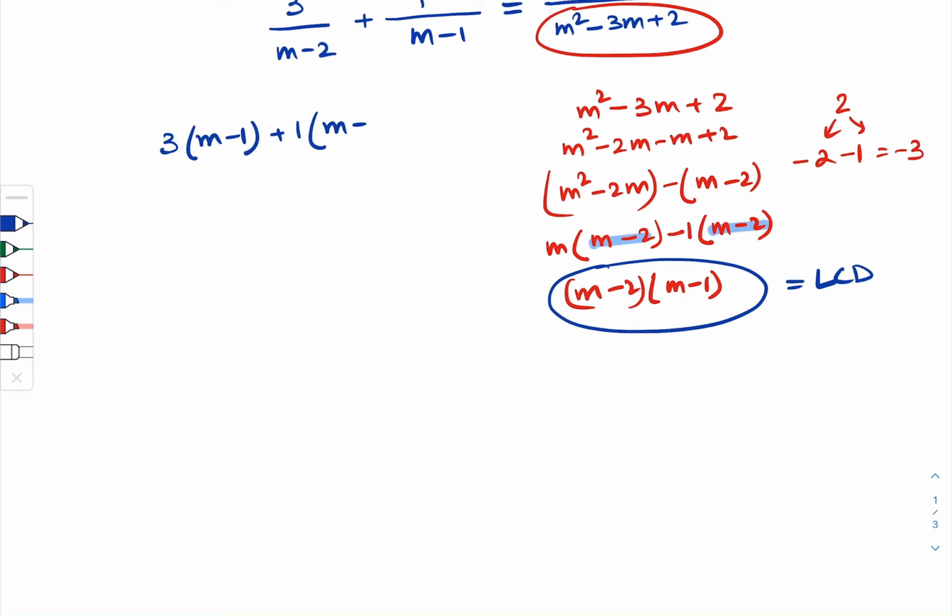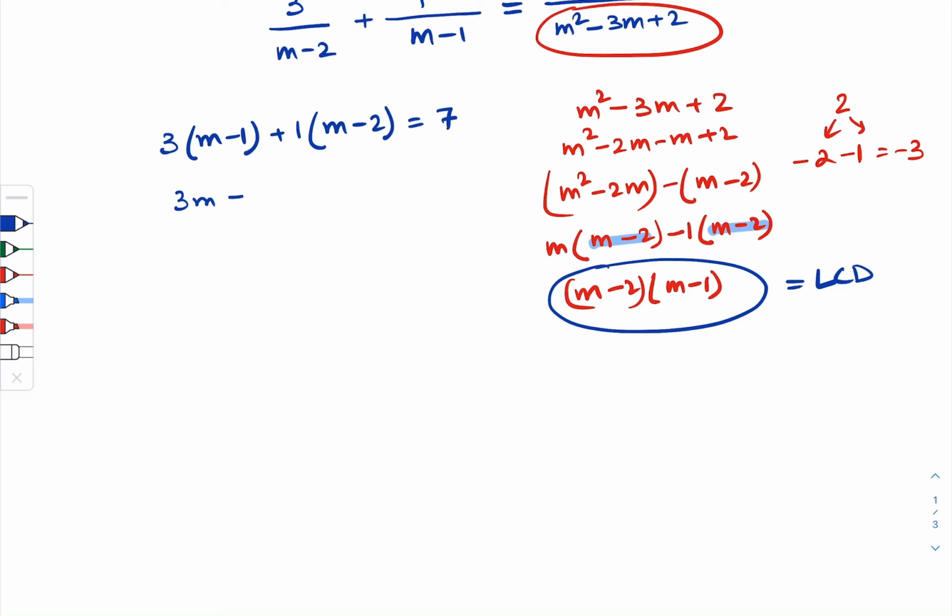Just write that properly. And then the last one, this term out here is the same as this, so it only goes into it once. So the 7 gets multiplied with 1, which keeps it as 7. Now I'm going to go ahead and solve for m. So distributing the 3, I get 3m minus 3. Distributing the 1, I get 1m minus 2 is equal to 7.